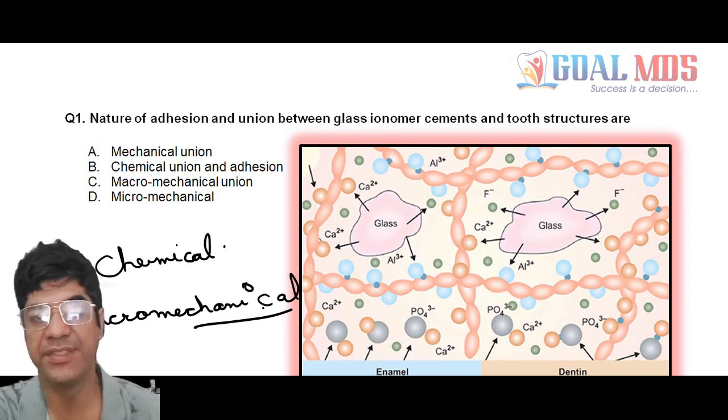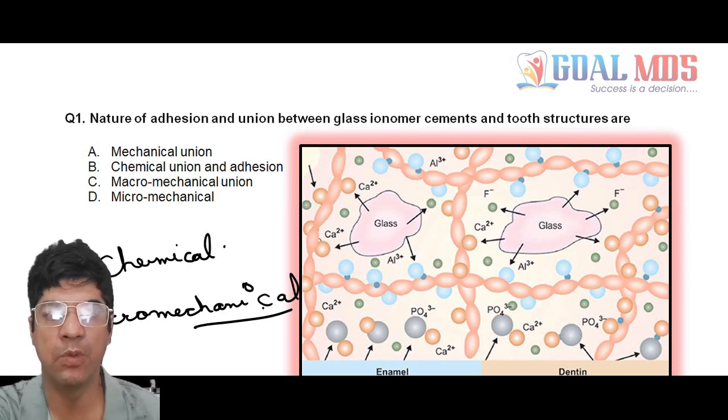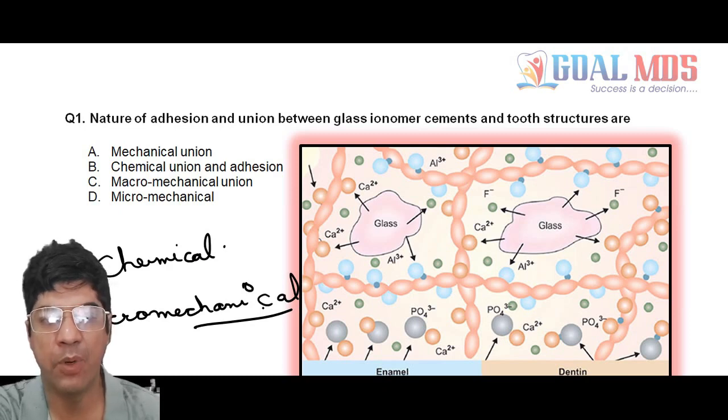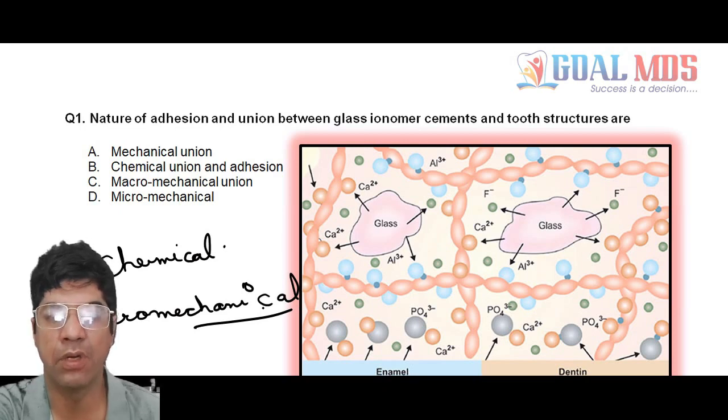So the glass ionomer cement achieves adhesion to the tooth surface through a combination of chemical bonding and adhesion. So when GIC is applied to the tooth surface, it can chemically bond with the hydroxyapatite in the tooth structure. So this chemical union provides a strong and durable attachment.